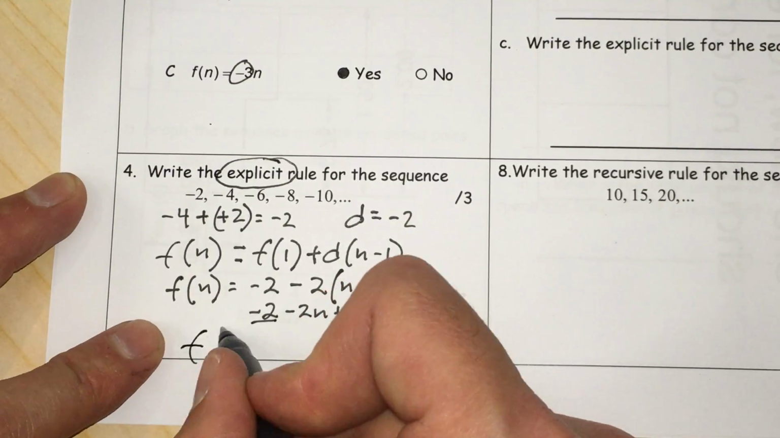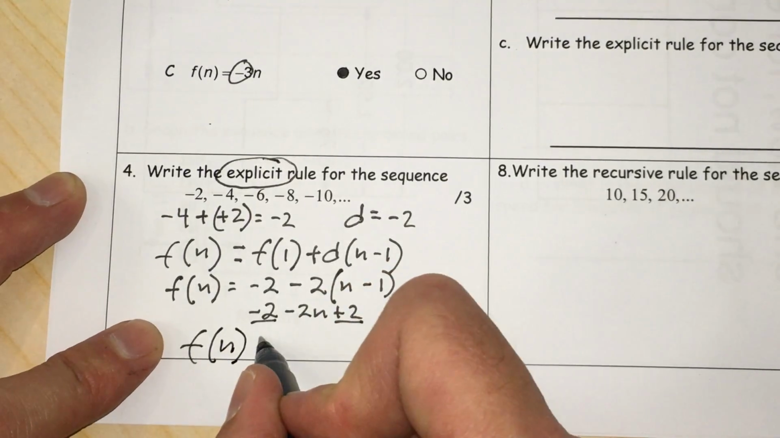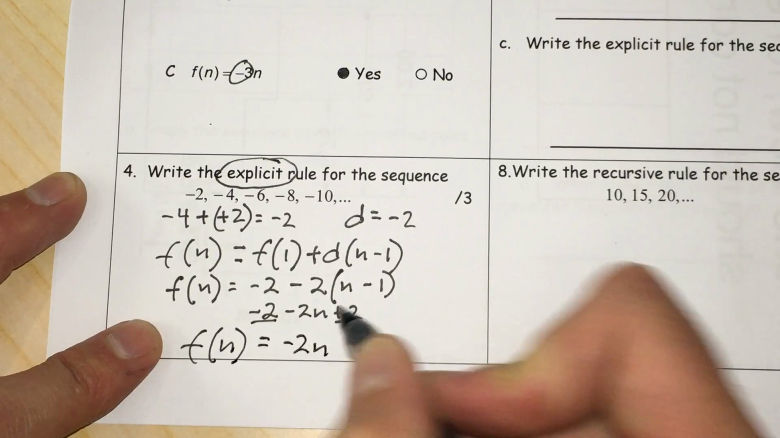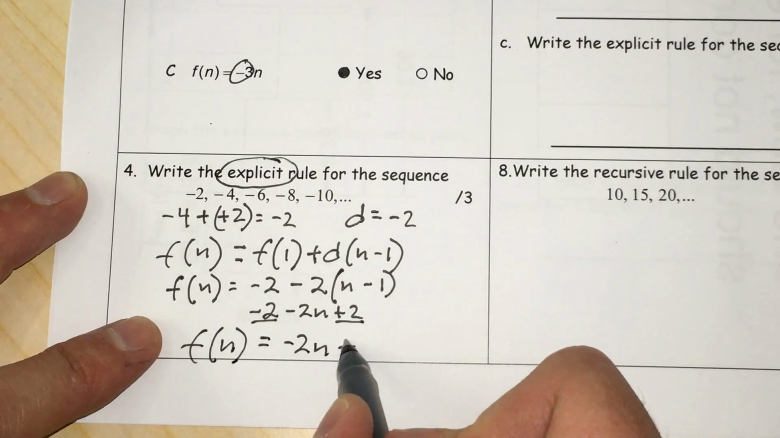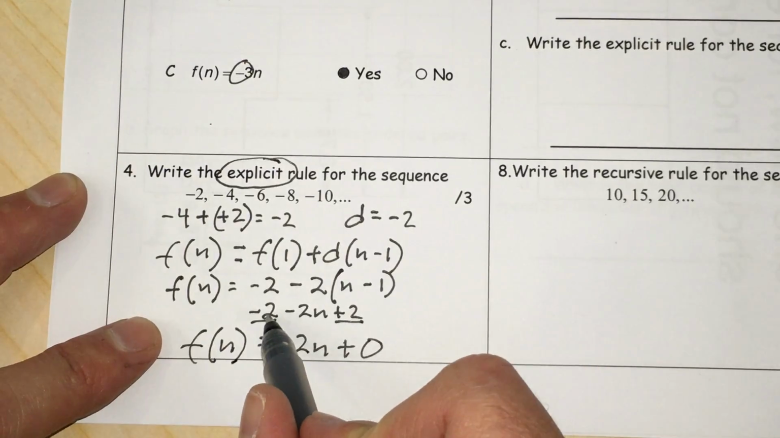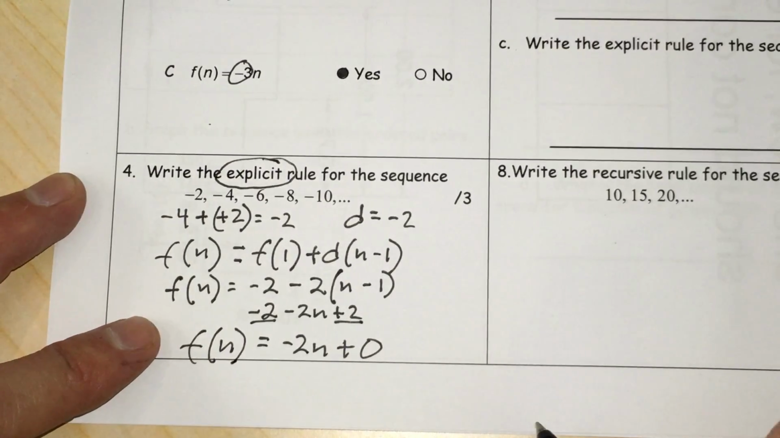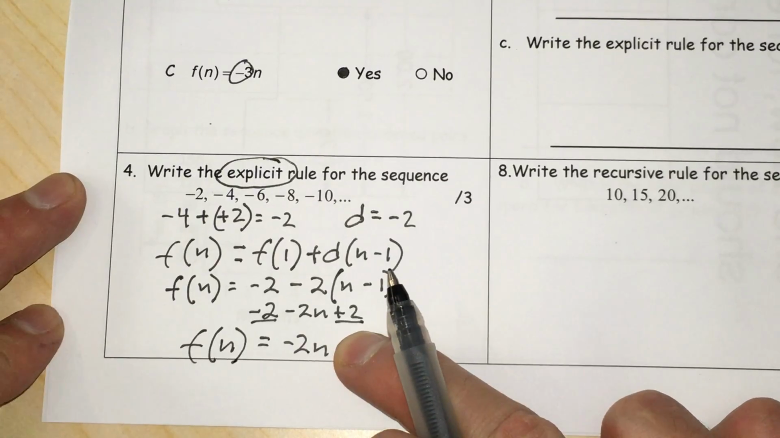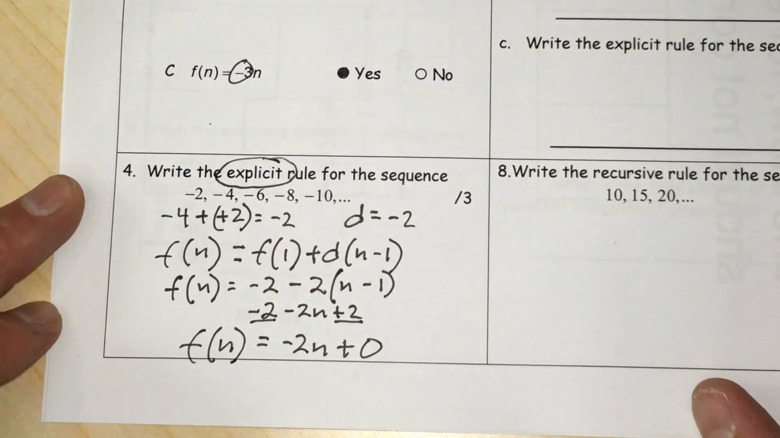So our function is f of n equals -2n. If you wanted to write plus 0 on there, because you want to show that you added 2 and subtracted 2 here, then you could put the 0 on, but I will accept it like that or this. All right, so that's number 4.